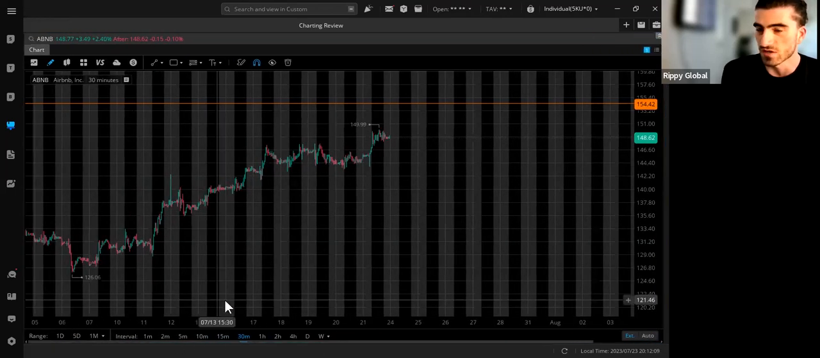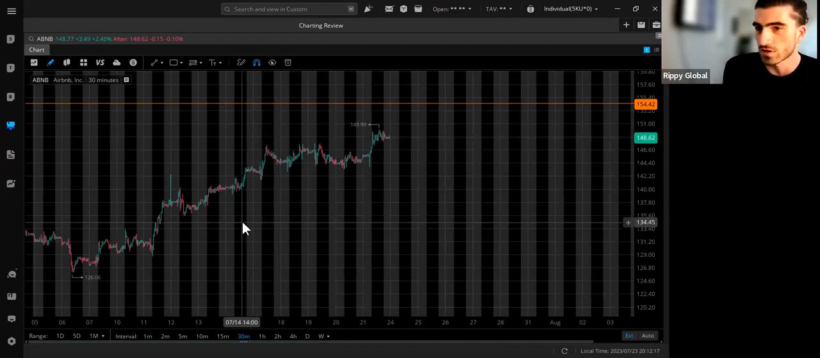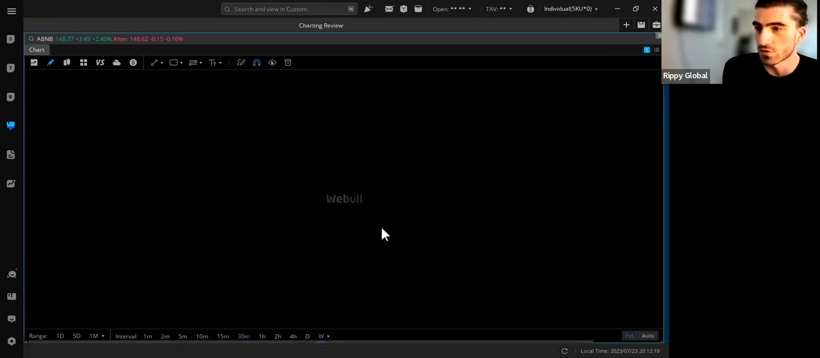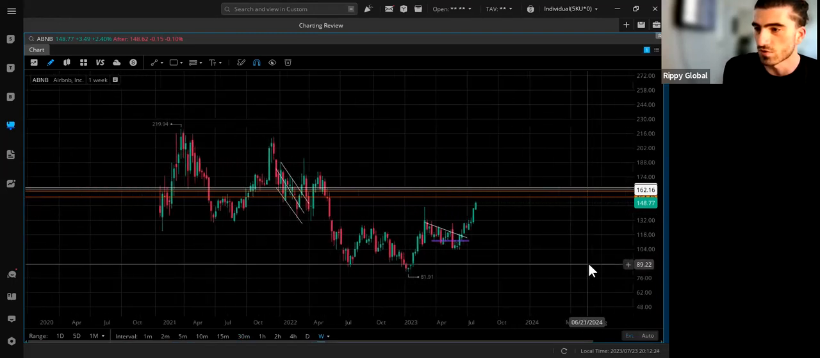Looking at Airbnb now, I'm going off what you guys said on Discord, the section we have for you to post your tickers. I'm just going in order, alphabetical order, not what you posted in. So looking at Airbnb, the same system. I want to look at the weekly real quick. I just want to get a good overview as to where it's sitting on the bigger picture.